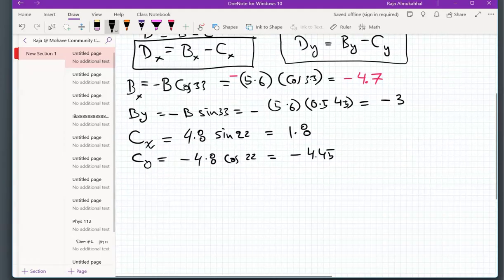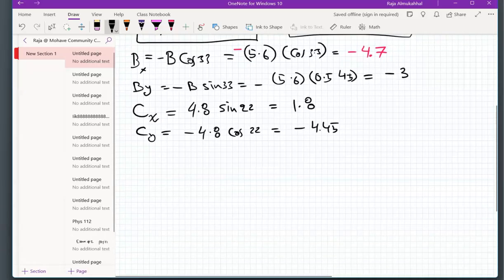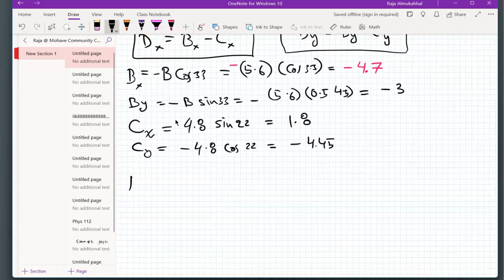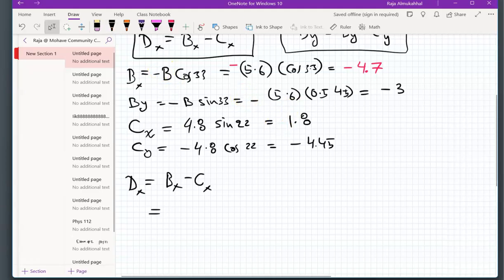So let's start with the d sub x. So we know that d sub x is b sub x minus c sub x. B sub x is right there. It's negative 4.7, and c sub x is 1.8, so we just plug it in there. So it's going to be -4.7 minus 1.8.